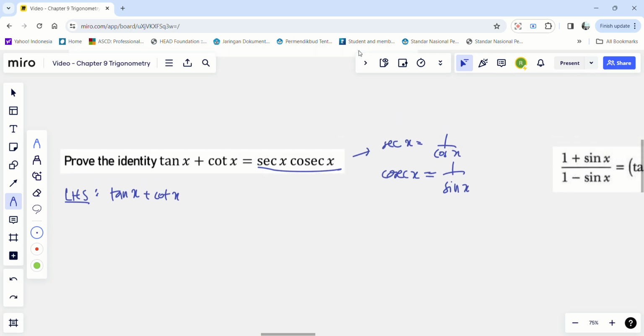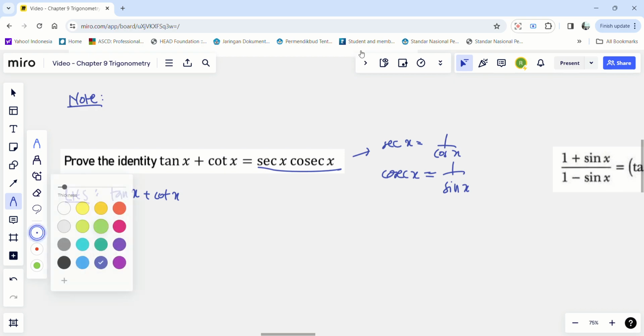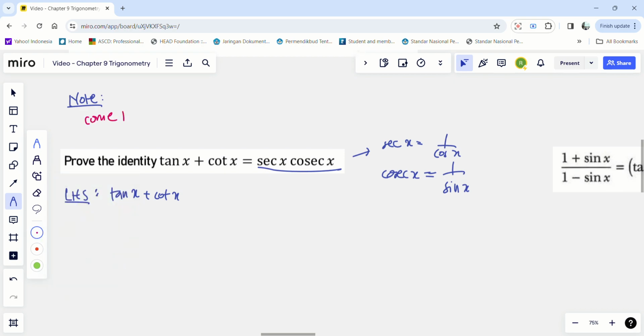Now, the important part of this, the note is really important, is that whenever you prove an identity, you want to come to the conclusion that this is true. So that's why you come from the left and make it to the right, or you start from the right and make it to the left. So you're not trying to solve it, okay?